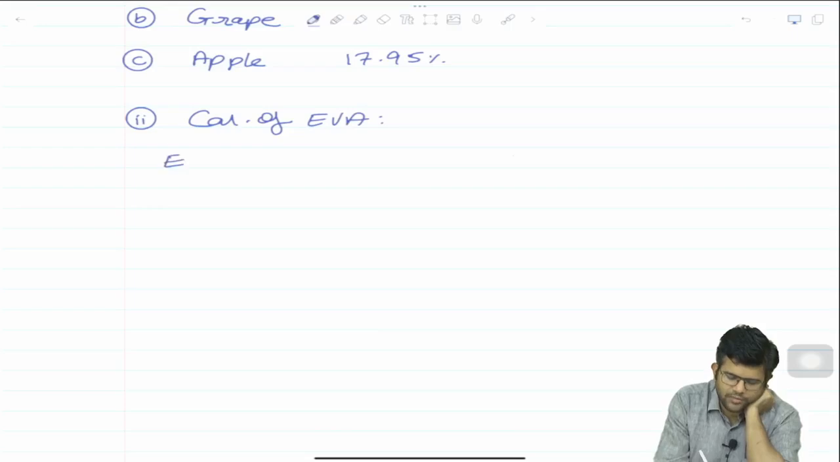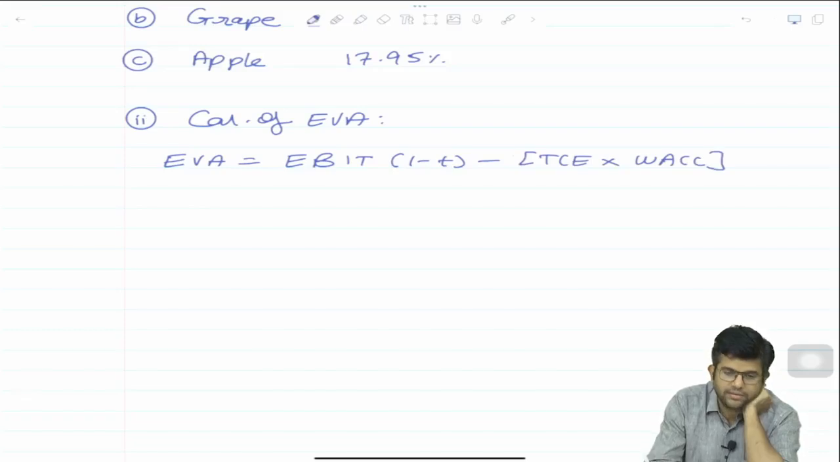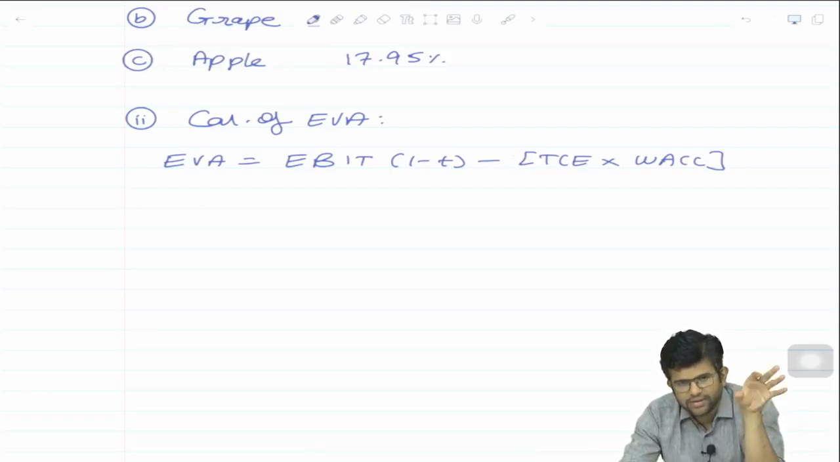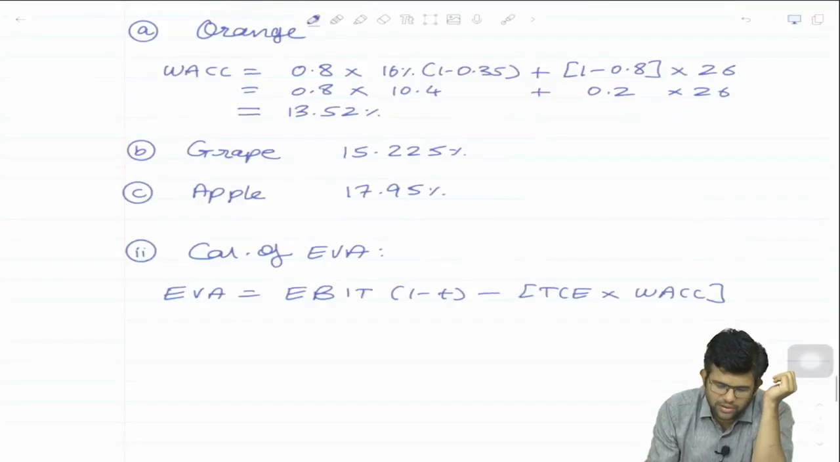Now, what is the formula of EVA? It is EBIT (1 minus T) minus TCE into WACC. The question has given you EBIT, the question has given you tax rate, the question has given you total capital employed. The question did not give you WACC, but we calculated WACC. I think one-liner answer, na? Everybody clear? So get me for the 3 please, Orange, Grape and Apple.